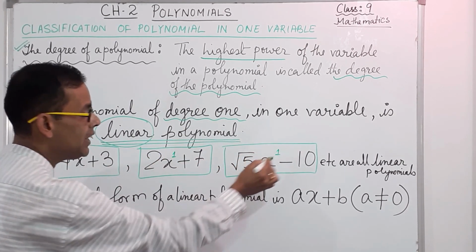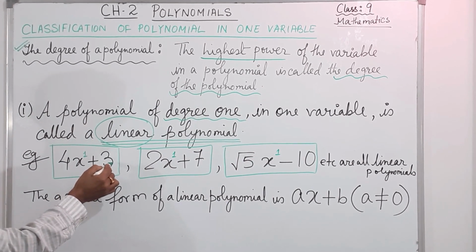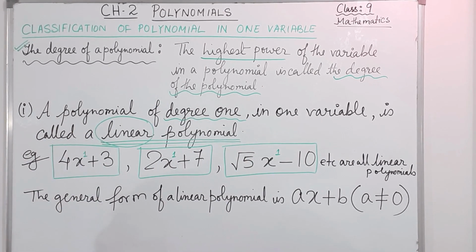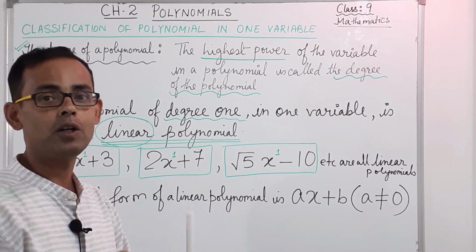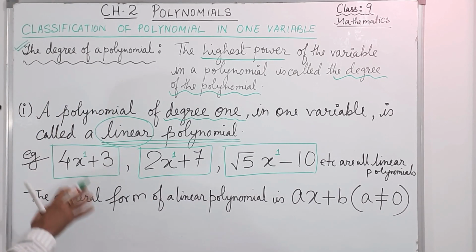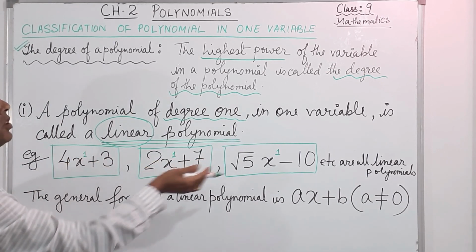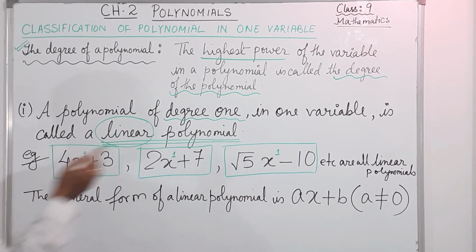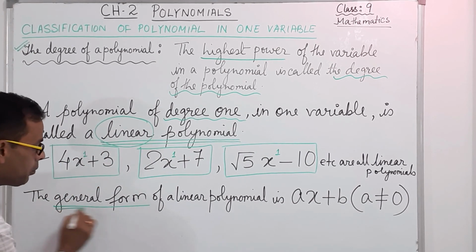And this is the highest power, because in 3 also there is an x, but x to the power 0. Already I have told in our previous class. So those who have not watched part 1 and part 2, you must watch that so that you can understand this part 3. So highest power is 1. So it is known as linear polynomial. And what is the general form of linear polynomial?